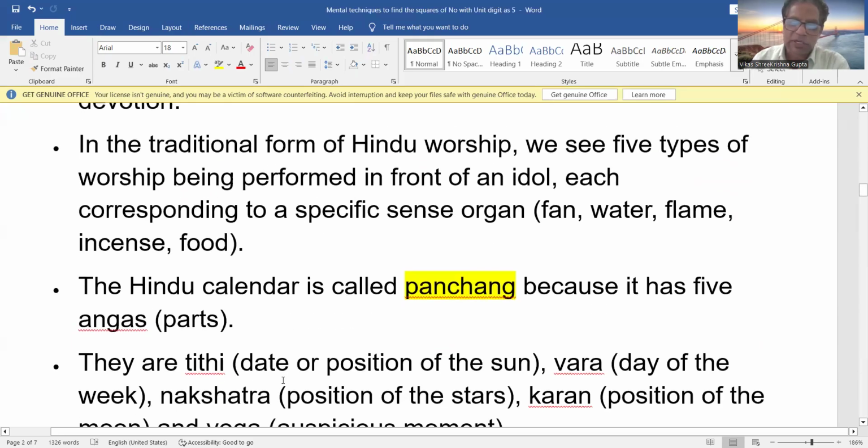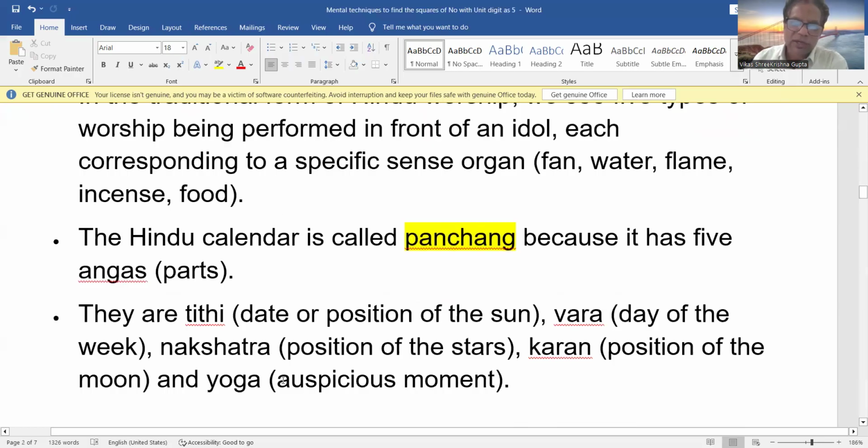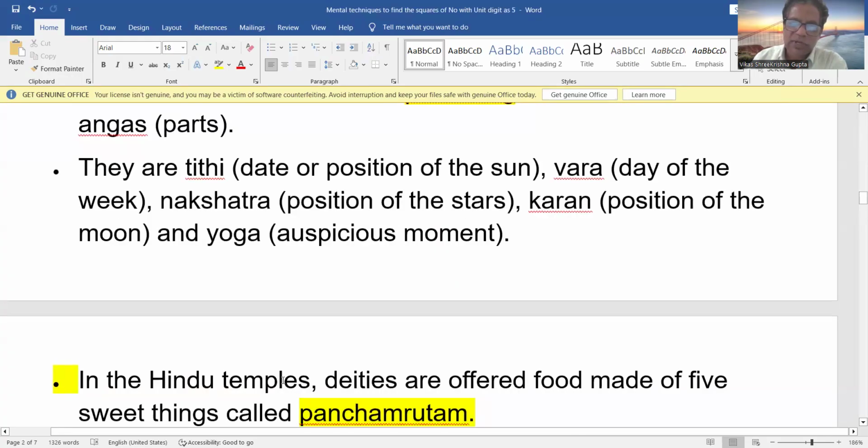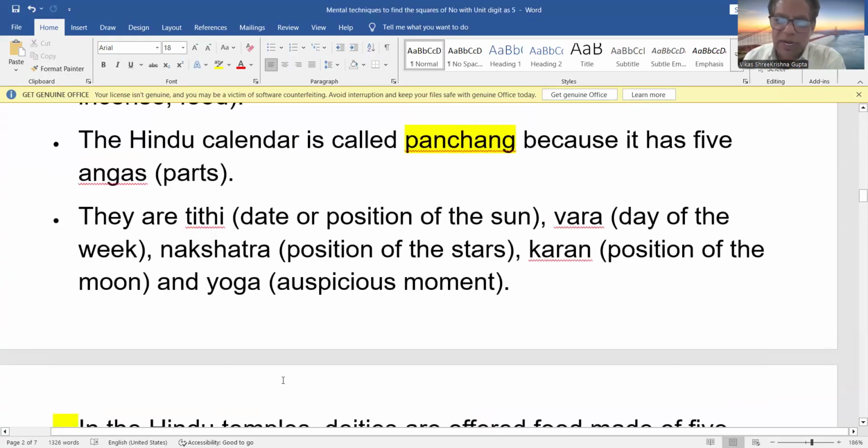And you must have heard about this number, Panchang. The Hindu calendar is called Panchang because it has 5 angas, five elements. They are Tithi, date of position of the sun, Vara, Nakshatra, Karan, and Yoga. These are the five elements of the Panchang. So the word Panch in Hindi means five.